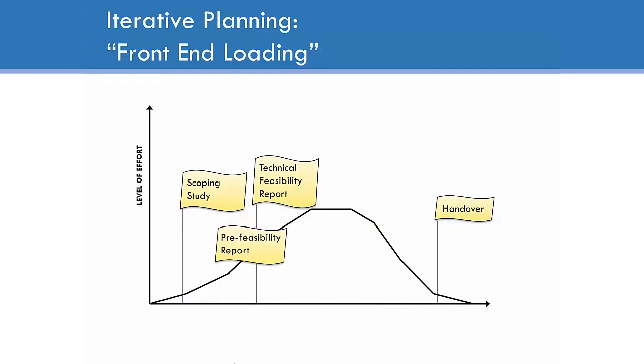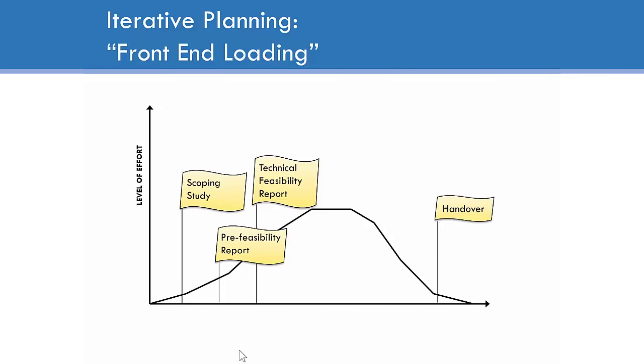So here's another example of iterations. This would be iterative planning, known as front-end loading. It came out of, as far as I can tell, DuPont in its chemical plants in the 1950s as a way to, they were doing research and development on project management processes.